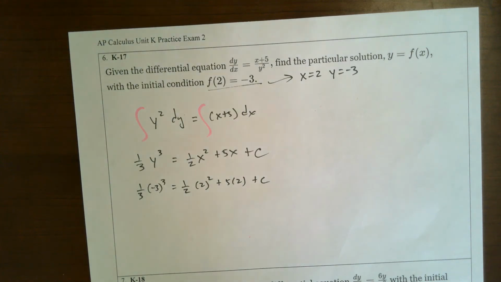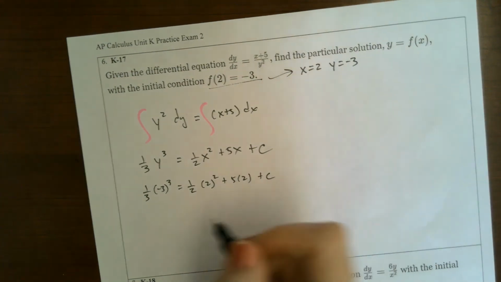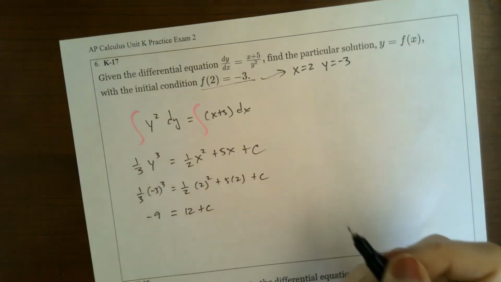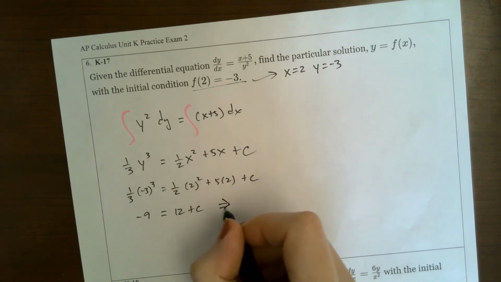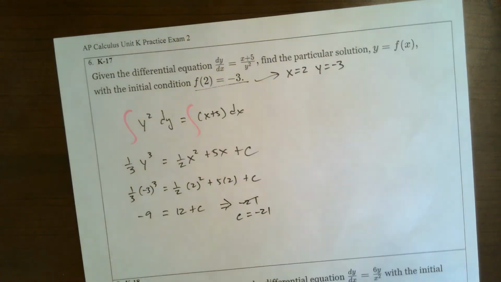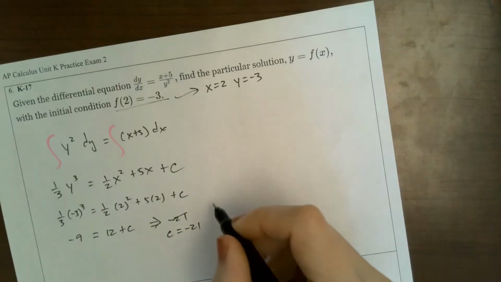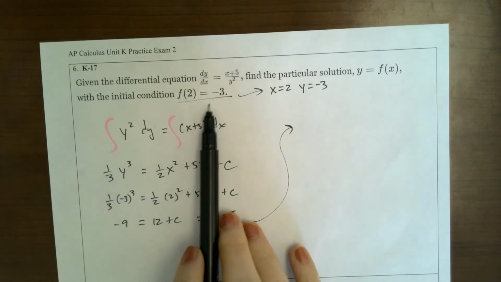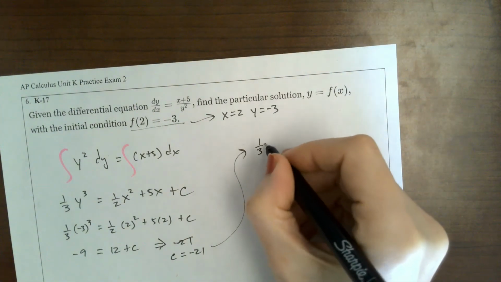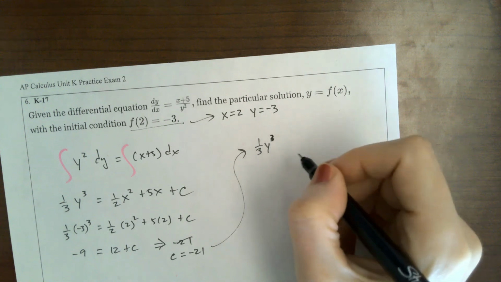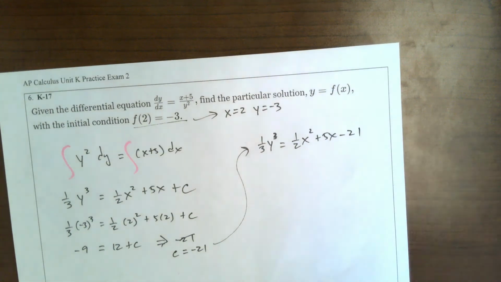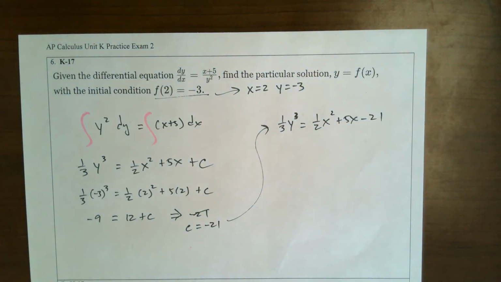Let me save us time and look at my notes. And we end up getting -9 equals 12 plus c. All right, if you look at my notes, you'll see that I did more work. So now that I know c, I know that with this initial condition, the particular solution is this. The general solution would be if you just left c, but the particular solution is when you find c. Now you've got to solve for y.